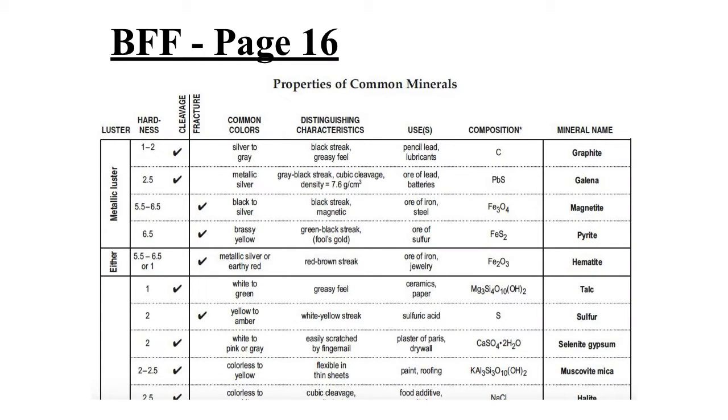So hopefully you did really well on those 2 questions. You will be identifying minerals this week using our BFF. Finally, you get to have your BFF this week. And so this is a sample page, page 16 in your BFF, that you're going to be using to identify some minerals.